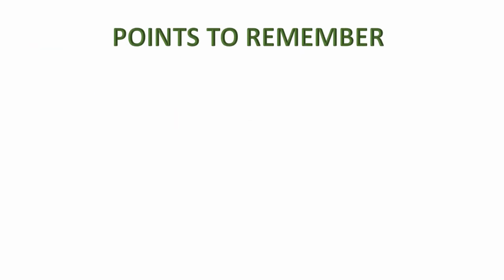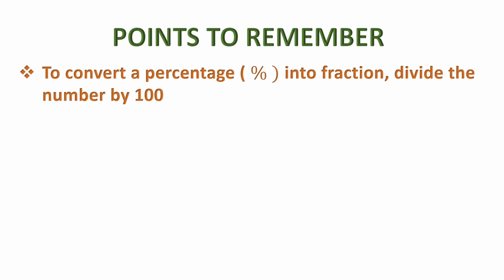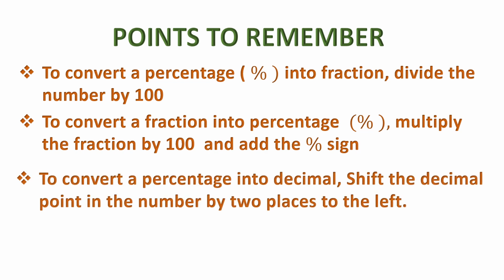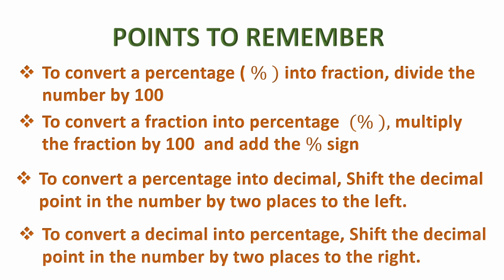Now, at the end of everything, the points that you should remember are: to convert a percentage into a fraction, divide the number by 100. To convert a fraction into a percentage, multiply the fraction by 100 and then add a percentage sign. To convert a percentage into a decimal, shift the decimal point in the number by 2 places to the left. To convert a decimal into a percentage, shift the decimal point in the number by 2 places to the right.